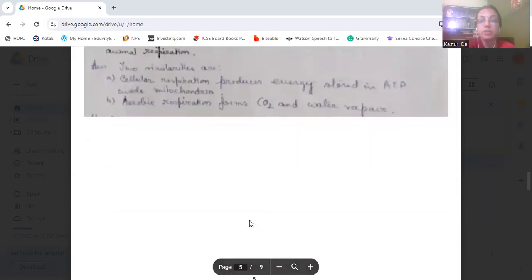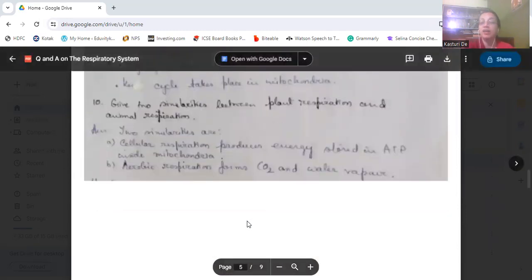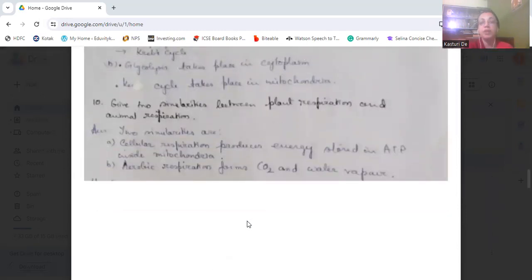Two similarities between plant respiration and animal respiration. The 2 similarities are: cellular respiration produces energy which is stored in the ATP inside the mitochondria. Cellular respiration is going on in both plants and animals, and they produce energy which is stored in ATP inside the mitochondria. Aerobic respiration forms carbon dioxide and water vapor in both cases, both in animals and plants.